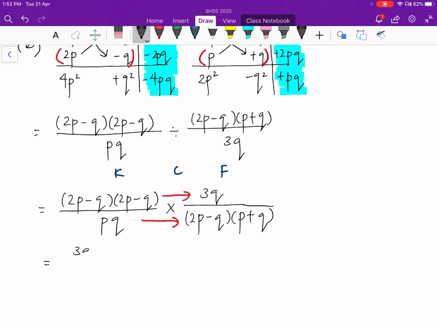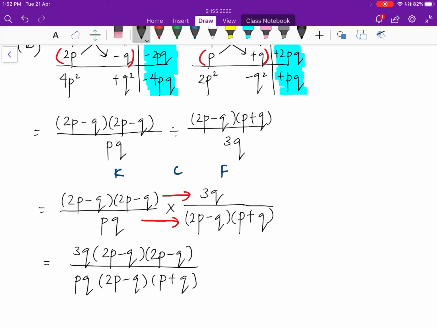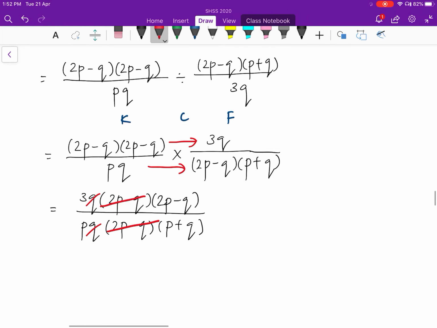So top times the top is 3q times (2p minus q)(2p minus q). The bottom is pq times (2p minus q)(p plus q). Now if you notice the numerator and the denominator, there are common terms that we can cancel out. One of the terms is 2p minus q, 2p minus q. Another one, there's another q over here. Okay, 2p minus q and p plus q, they are different, so we cannot cancel them out. What are we left with? We are left with 3(2p minus q) over p times (p plus q).